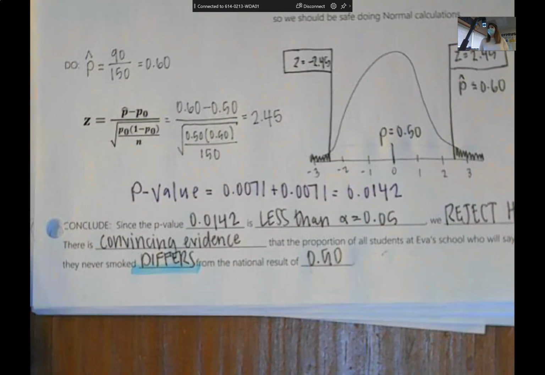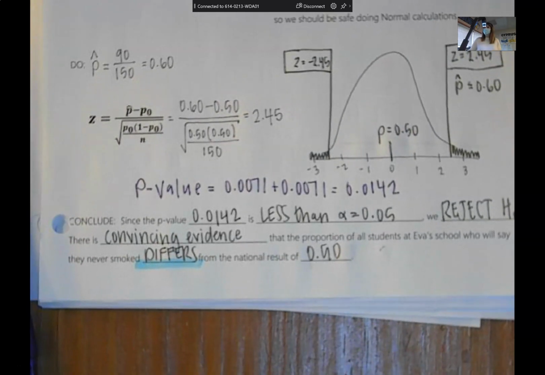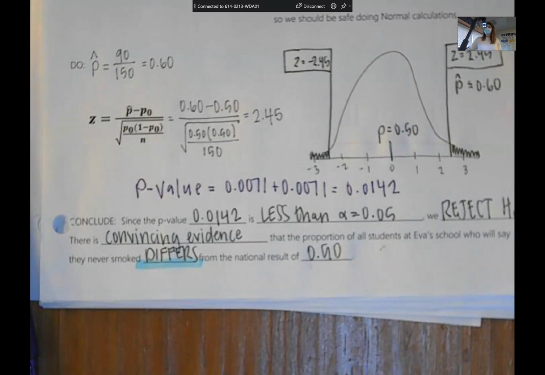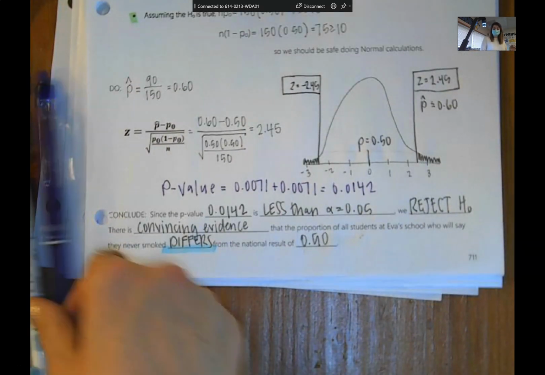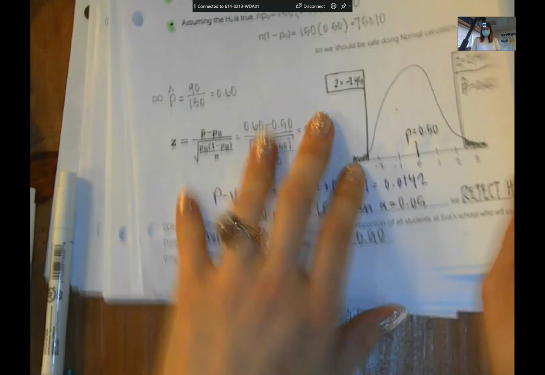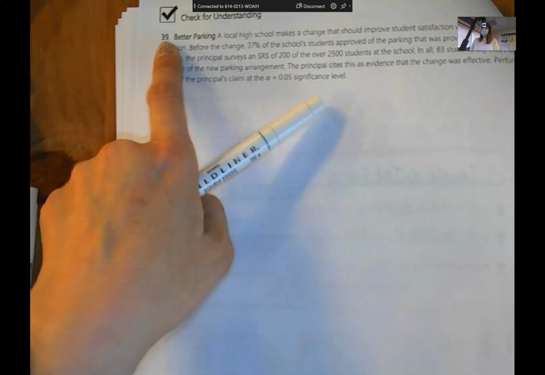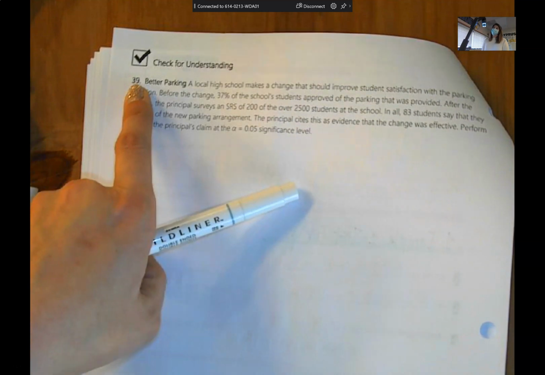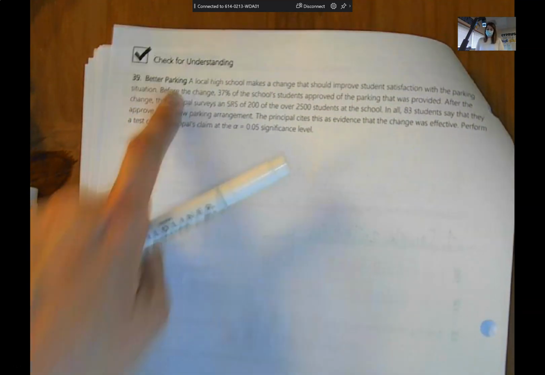Okay, so all that's left is your check for understanding, the ones that you're supposed to do on your own. So on number 39, these numbers are crazy because they match your book. If you looked at chapter 9, number 39 in your book, this would match that problem.